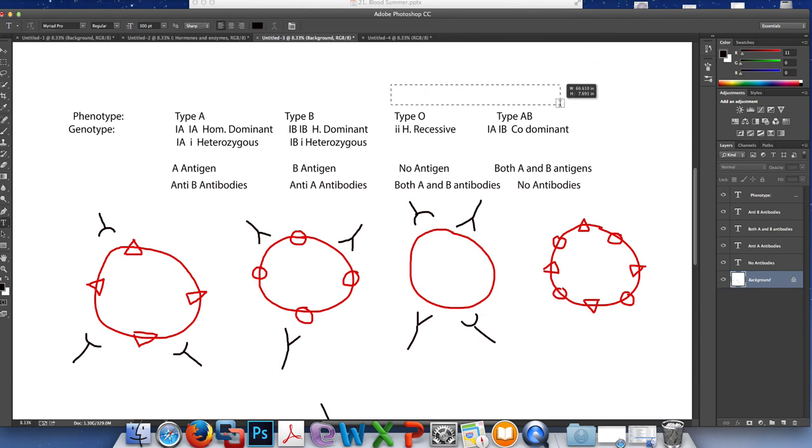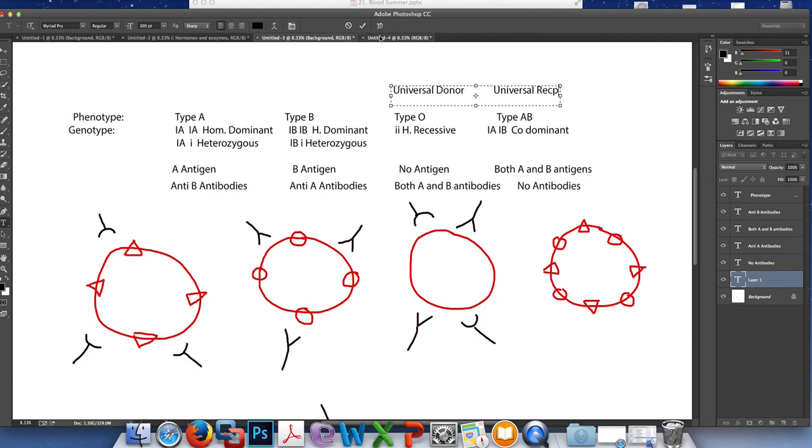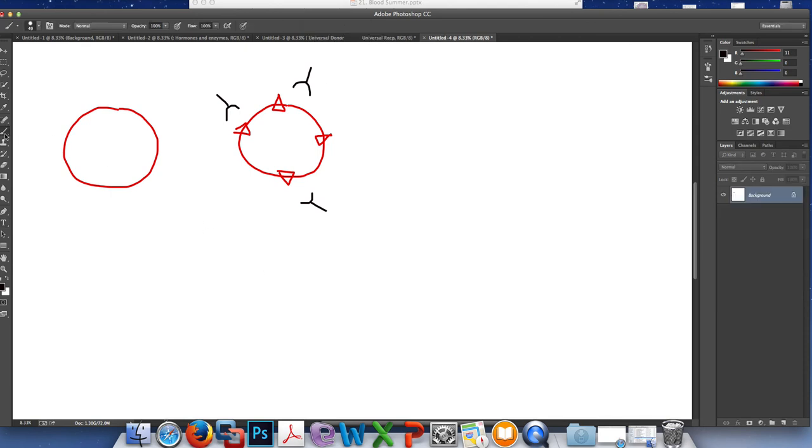If we look at these two blood types, type O is known as the universal donor because it gets along with everybody. Type AB blood, on the other hand, is the universal recipient, meaning it will always be able to take any sort of erythrocyte because it doesn't have antibodies. It will get along with everybody. I'll show you. So let's do another example.